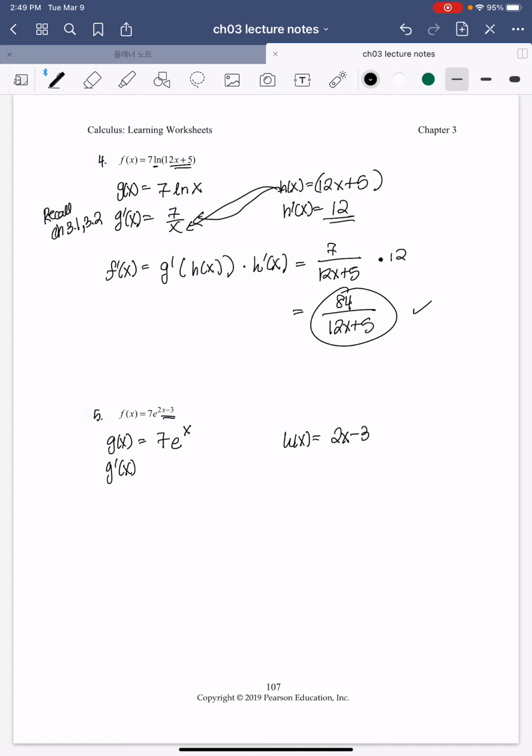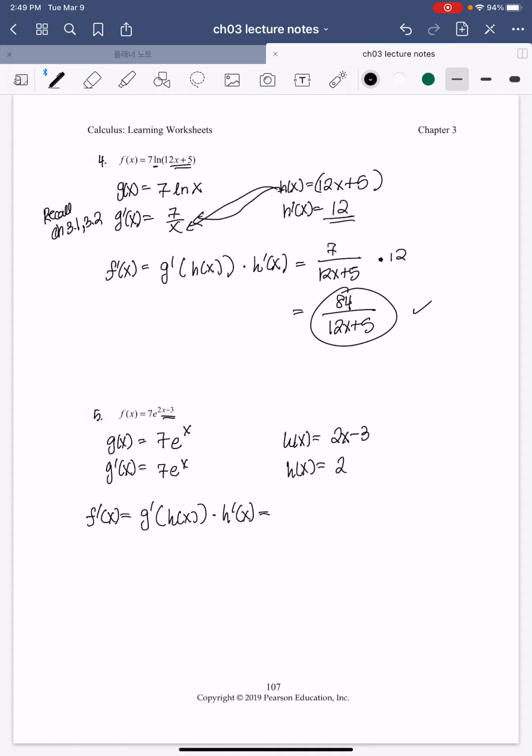g prime of x, again from chapter 3.1 and 3.2, last week's material, we learned that the derivative of e to the x is just e to the x. So it will be 7e to the x. h prime of x will be just 2. Now, let's keep going. I'm going to have f prime of x equals g prime of h of x times h prime of x. That is my chain rule.